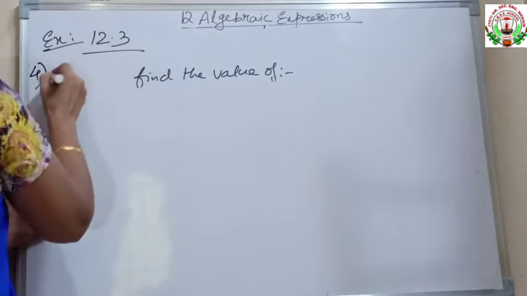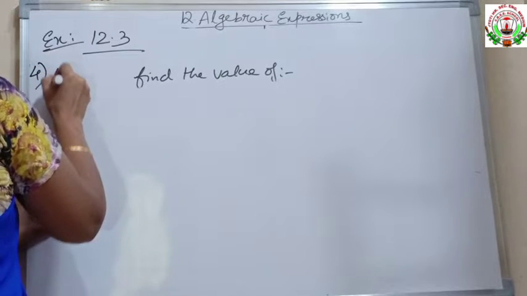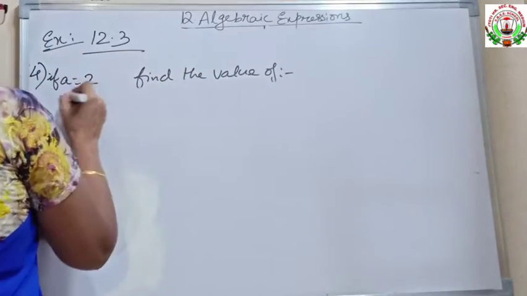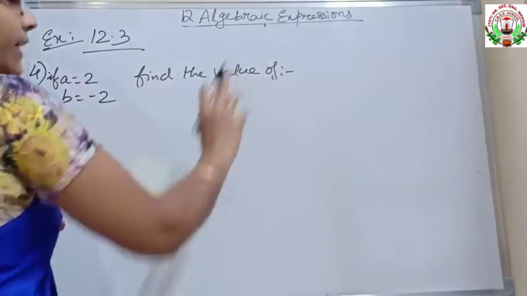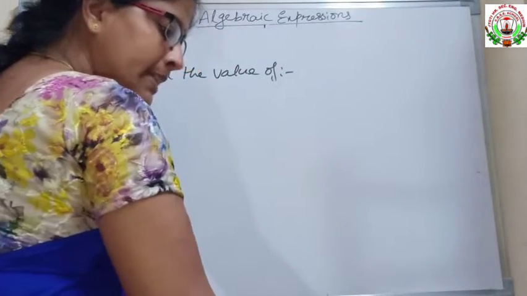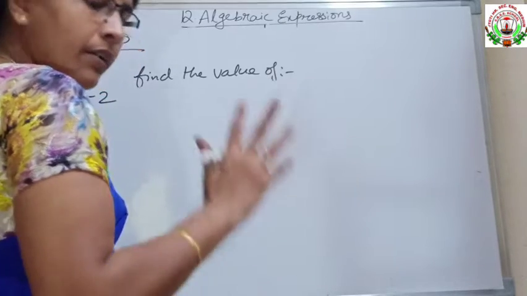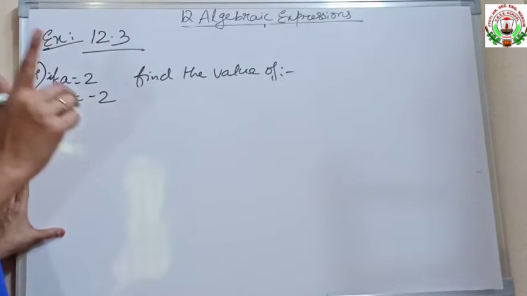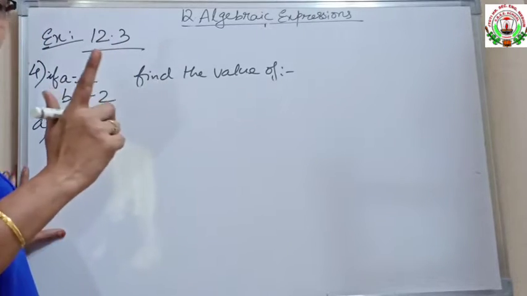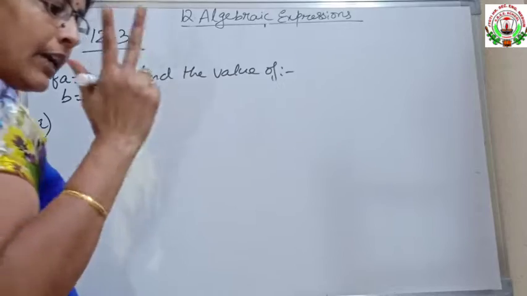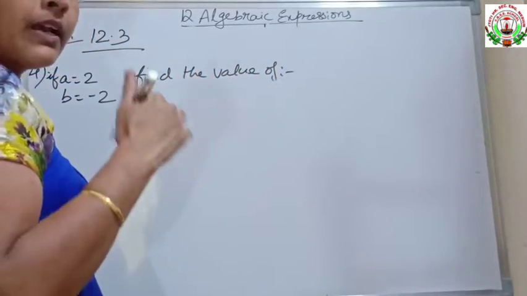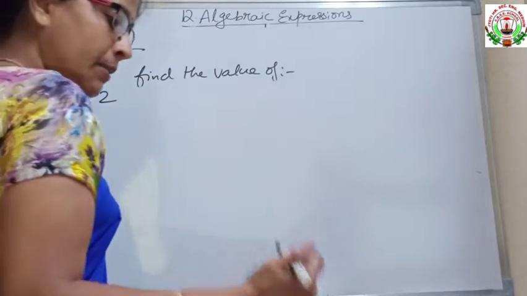Fourth question, here the values of two variables are given. If a is equal to 2 and b is equal to minus 2, find the value of. Means here two variables are there. Up to the third question we have got only one variable. So they have given that variable and we have found those answers. Here now two variables are given and the values of both the variables are given. So we have to substitute those two variables.